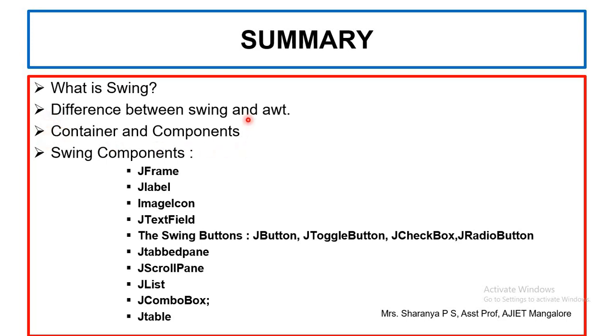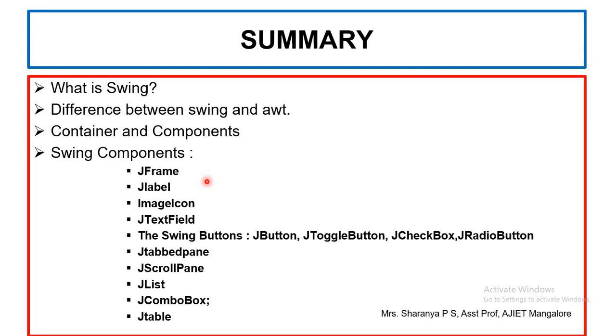The next major aspect we have discussed is what a container and a component are. A container acts like a holder which will hold all the different components. Components are the separate visual views which are provided by adding the different JFrame, JLabel, image, icon, like that. They are individual elements. These individual elements will be added to the container. So a container acts like a holder for the different kinds of components.